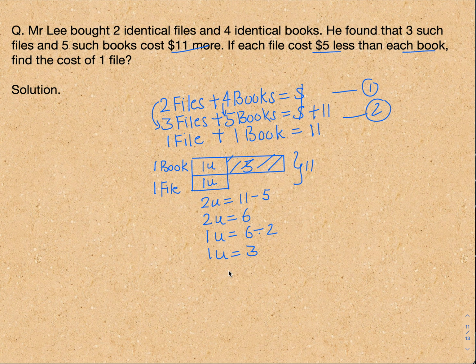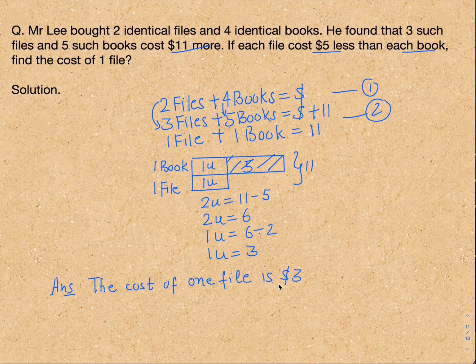So we know that the cost of one file is 1 unit. We already got 1 unit, that is 3. So we can write our answer. What's the question? The question is find the cost of one file. That is 1 unit. So 1 unit is $3. So we can write our answer quickly. The cost of one file is $3.